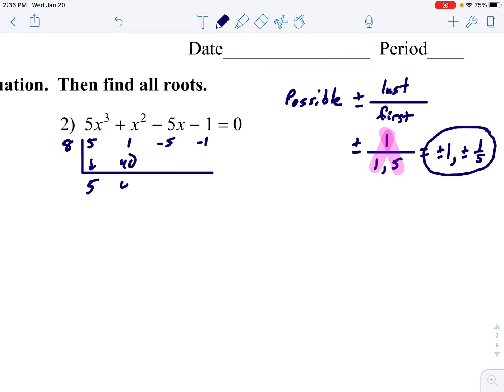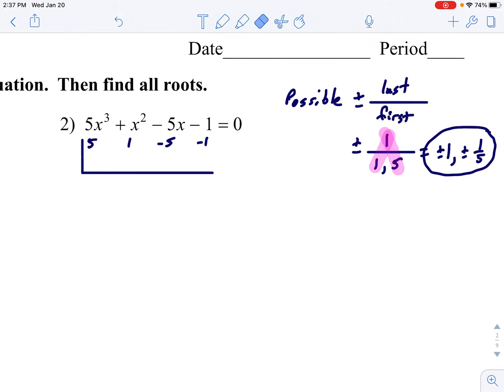5, 40, 41. 41 times 8 is 328. And that's 323. And then 8 times 323 is, I don't know what. But the point is, does that give you a 0 remainder? So whatever this times this is, if I write it here, when I add it to -1, do I get a 0 remainder? No, I don't. Without a 0 remainder, we're nowhere. I mean, the 0 remainder tells us that the number we divided is a 0.